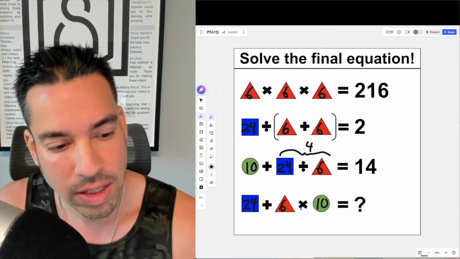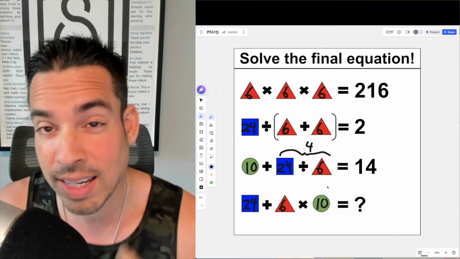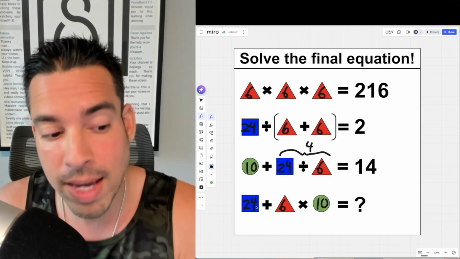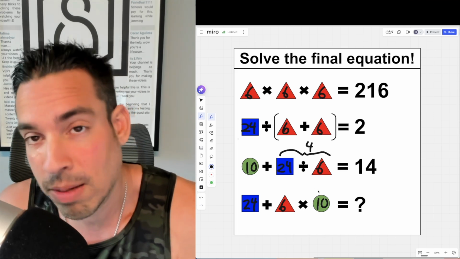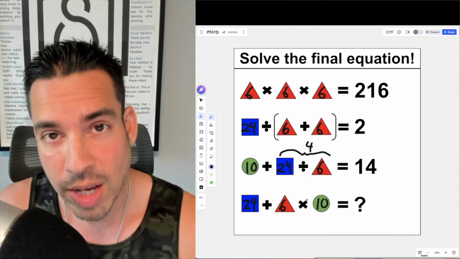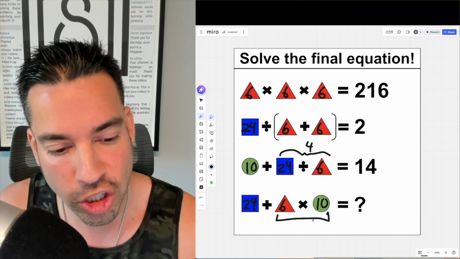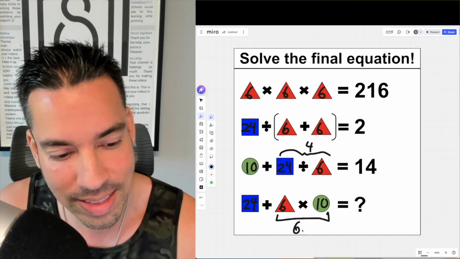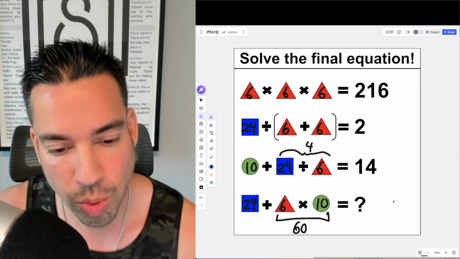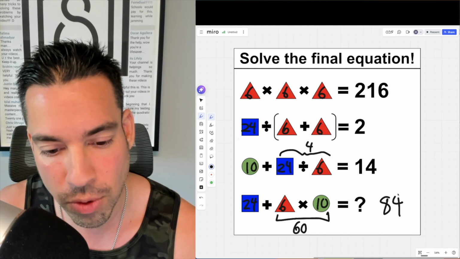Now we move on to this last bit here. We got 24 plus 6 times 10. Again, another little mistake you might make is say, oh, what's 24 plus 6? It's 30 times 10 is 300. But we have to carry out order of operations again, and that dictates that multiplication happens first. 6 times 10 is 60. Then we add the 24 to get 84 for the win.